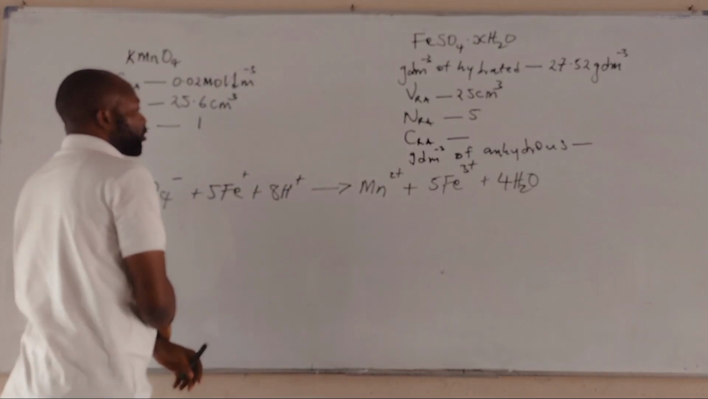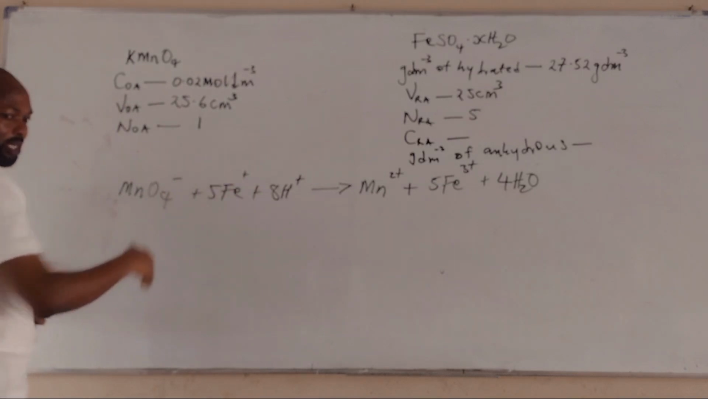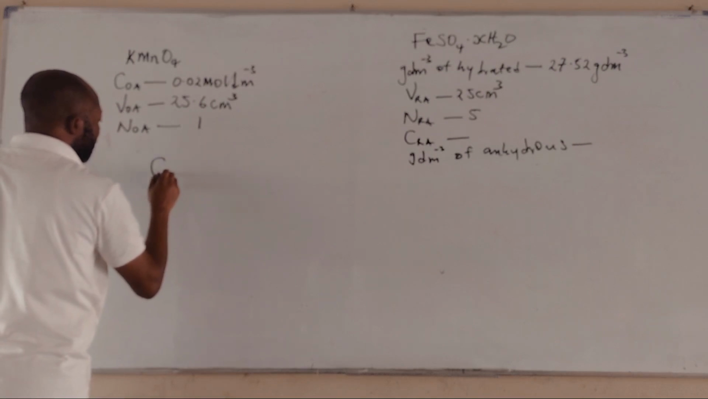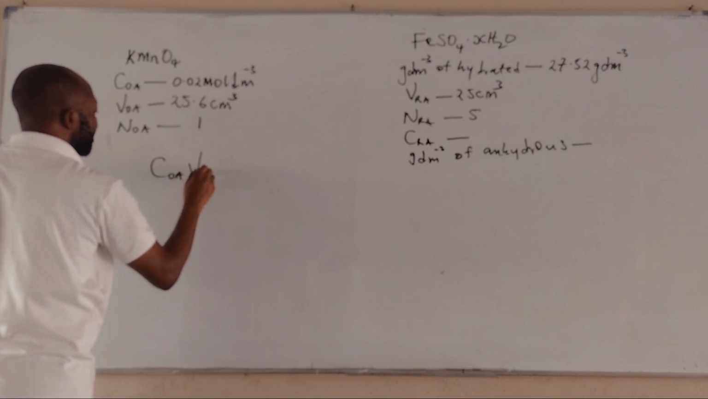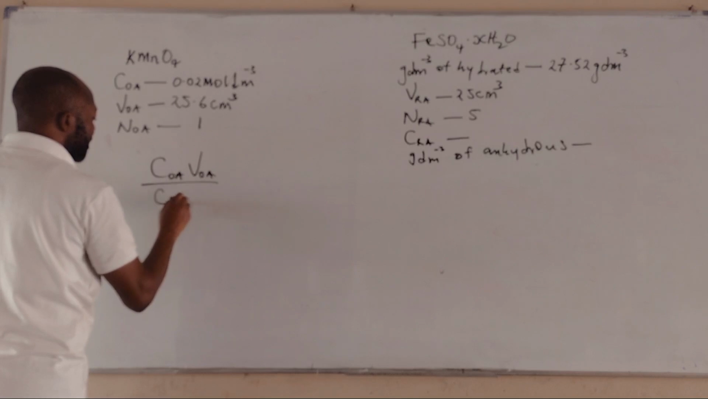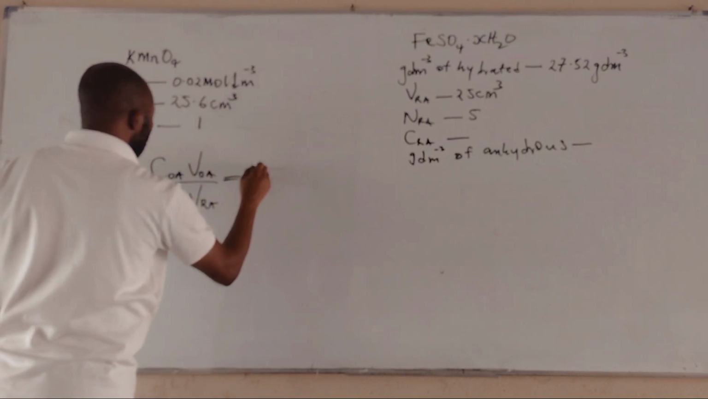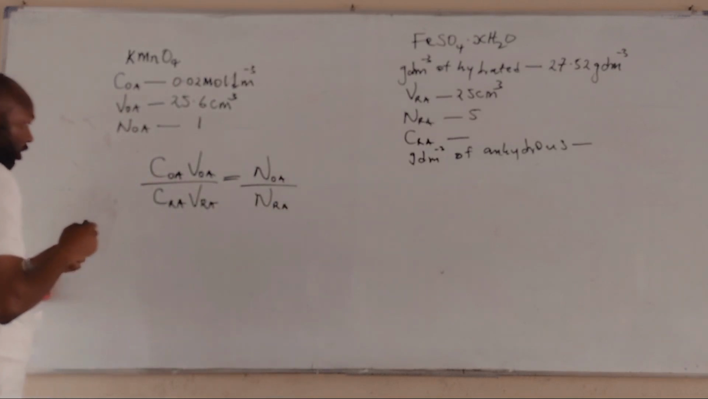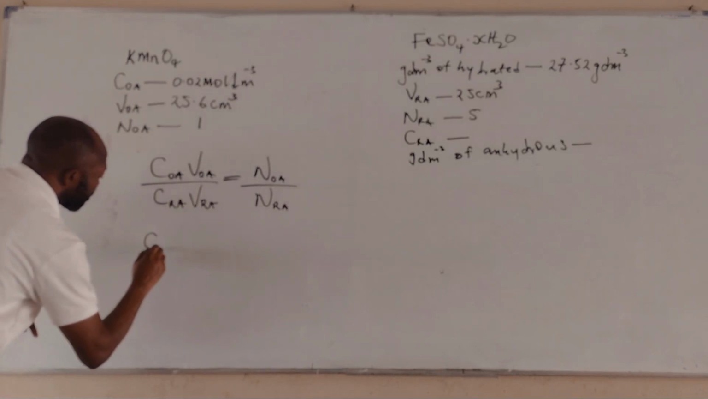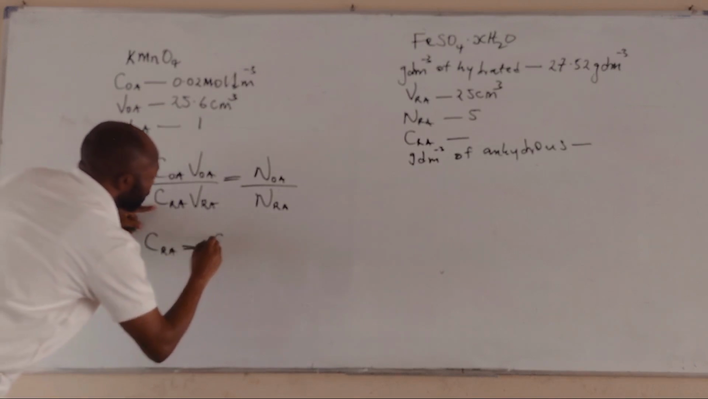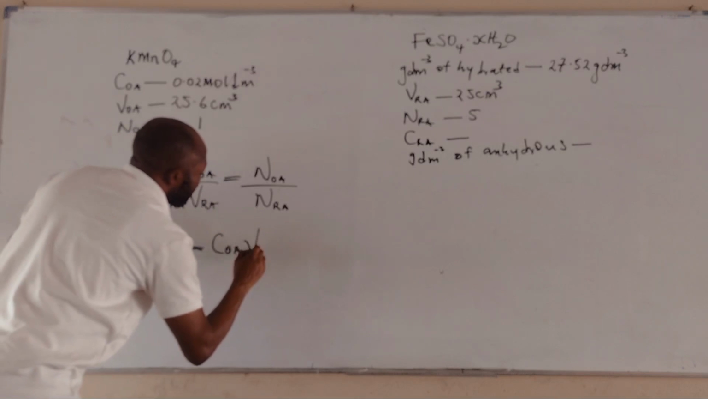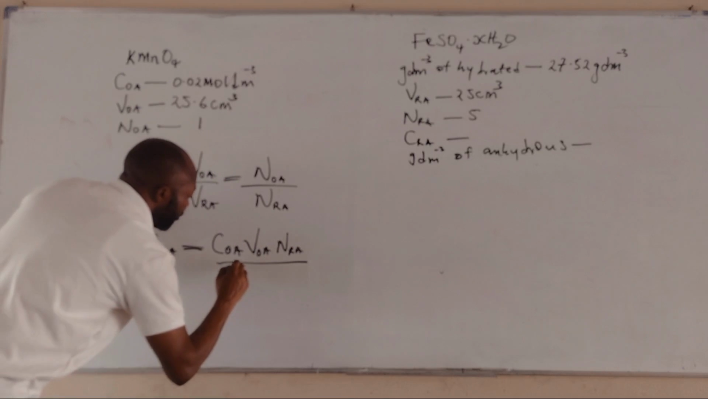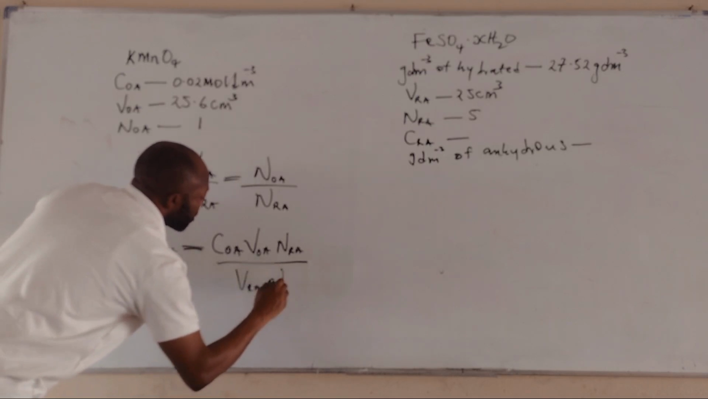For us to do that, I have to write out our equation. I have concentration of oxidizing agent times volume of oxidizing agent over concentration of reducing agent times volume of reducing agent is equal to number of moles of oxidizing agent over number of moles of reducing agent. I'm looking for the concentration of reducing agent. So my concentration of reducing agent is equal to concentration of oxidizing agent times volume of oxidizing agent times number of moles of reducing agent over volume of reducing agent times number of moles of oxidizing agent.